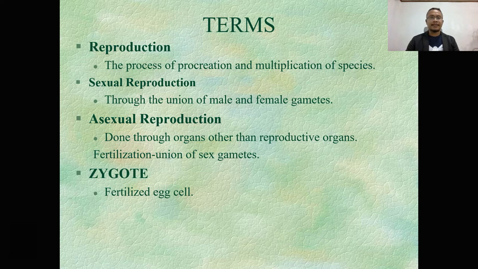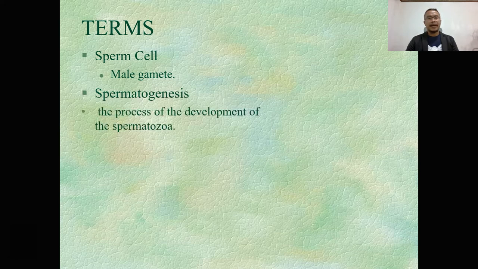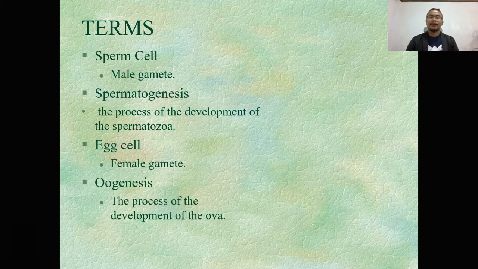Fertilization is the process of the union of sex gametes: the sperm cell or spermatozoa, and the egg cell or the ovum or ova. When there is fertilization, a zygote will form, because a zygote is a fertilized egg cell. Another term: the sperm cell is the male gamete. Spermatogenesis is the process of growth and development of spermatozoa. The egg cell is the female gamete. Oogenesis is the process of the growth and development of the ova.